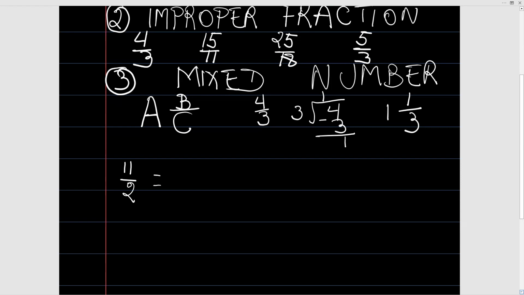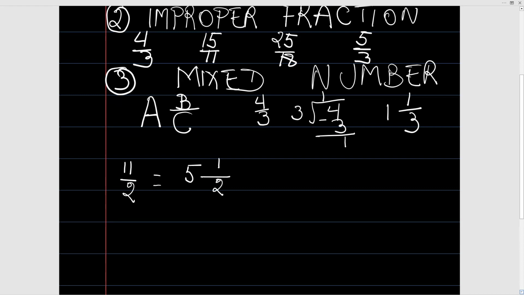So the thing here is, how many times is 2 going to go into 11? We're going to keep the same denominator right there, 2. How many times does 2 go into 11? It's 5 times. So 5 times 2 is 10. What is the remainder between 11 and 10? It's 1. All right. So 11/2 converted to a mixed number is 5 1/2.